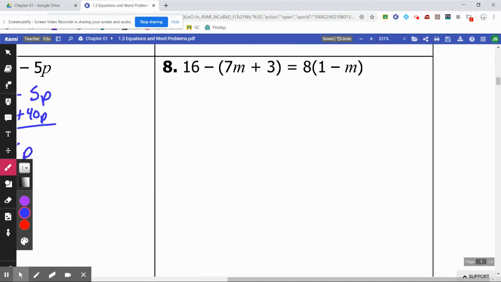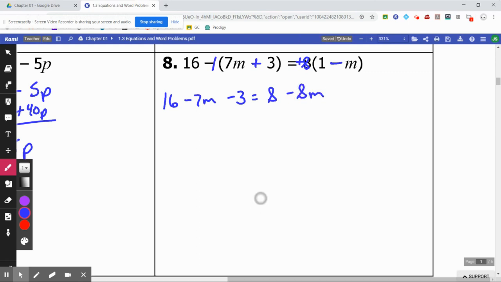Number 8, distribute this negative 1 to get rid of parentheses, and it gives you 16. Negative 1 times 7m is negative 7m. A negative times a positive is a negative 3. Distribute the 8 on the other side. 8 times 1 is 8. A positive times a negative is a negative. 8 times m is 8m.